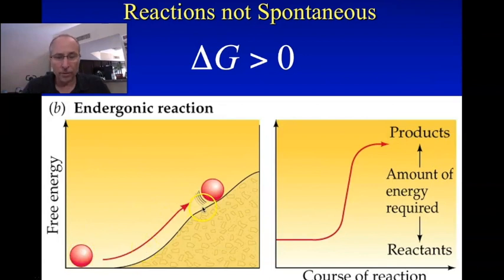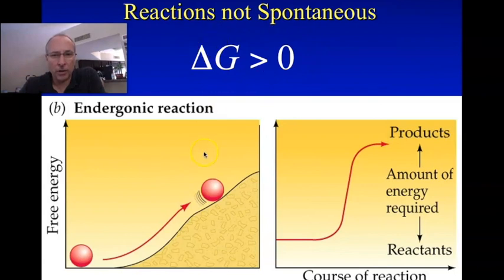If it does happen, that means there has to be something else pushing it, some other object pushing this reaction up the hill, or pushing this ball up the hill. It could be the wind, could be a kid kicking it, whatever. But in that case then, since the reaction is not spontaneous, the delta G must be positive.